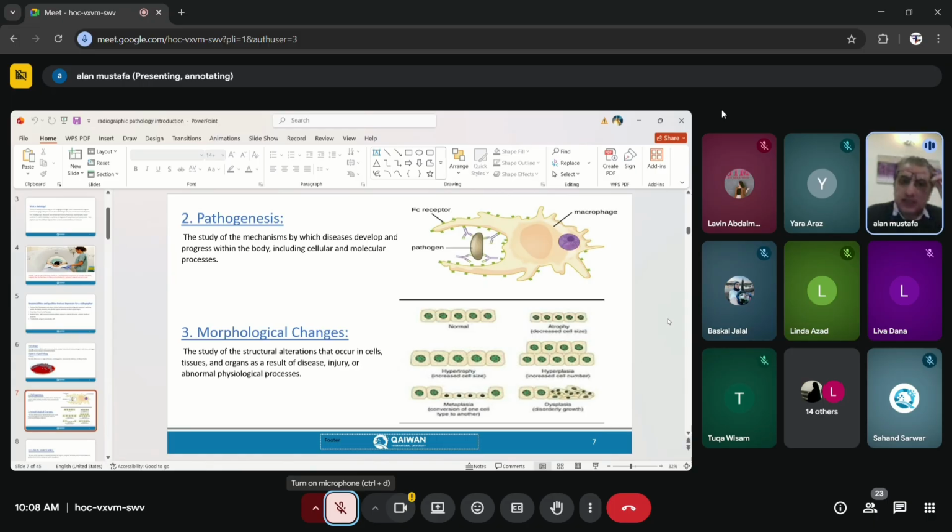So pathogenesis is we study how a bacteria or a virus causes disease in our body. Pathogenesis. What happens when a bacteria goes inside the human body? What are the changes that happen after we get infected? So this is pathogenesis.